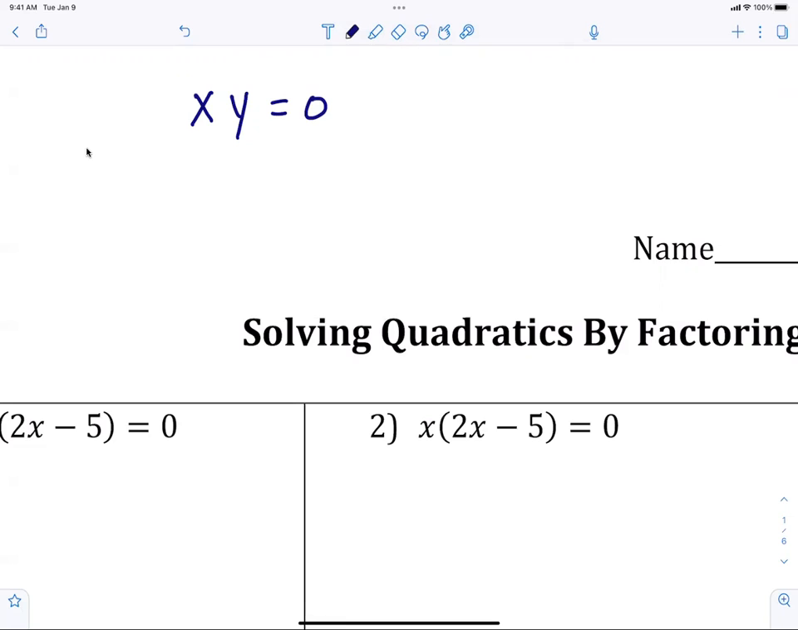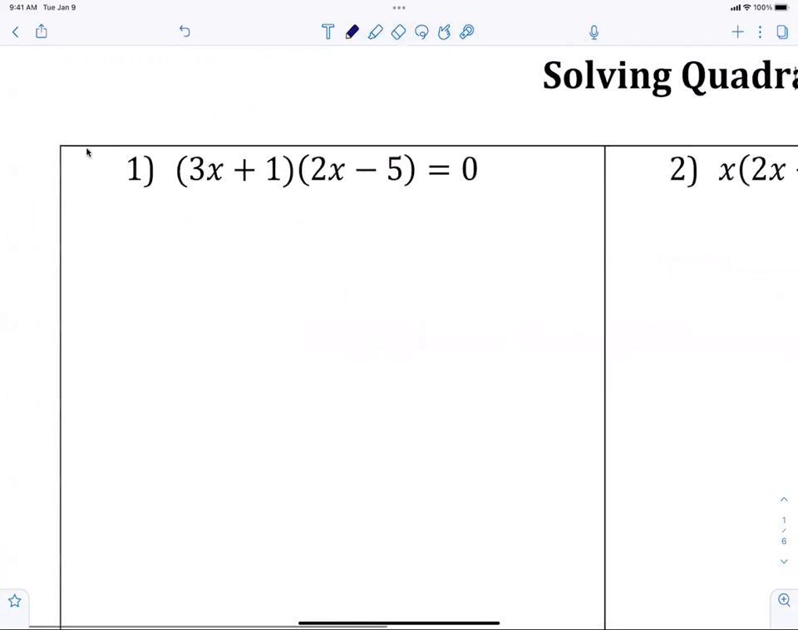Avery, we're ready. It's automatically 0. They both could be 0, but more than likely one of them will be 0. One or the other has to be 0. So we're starting out easy.